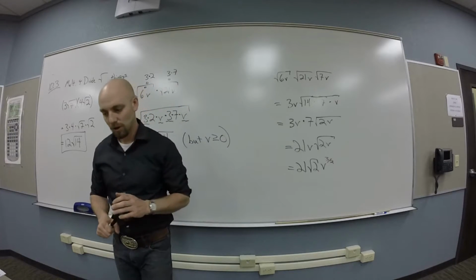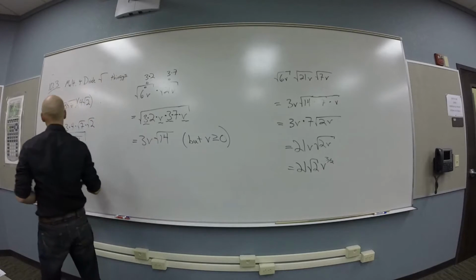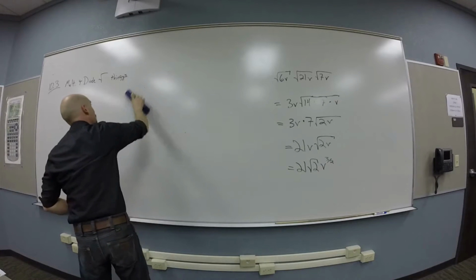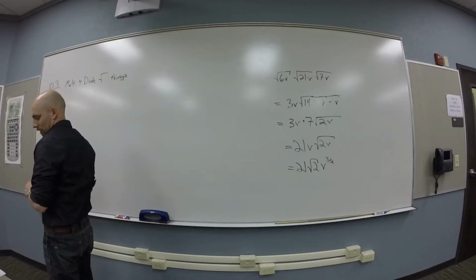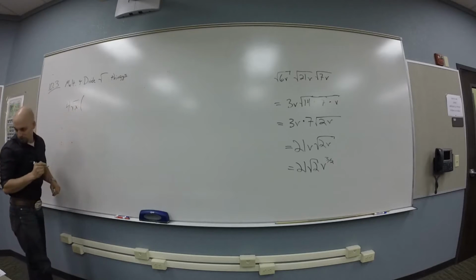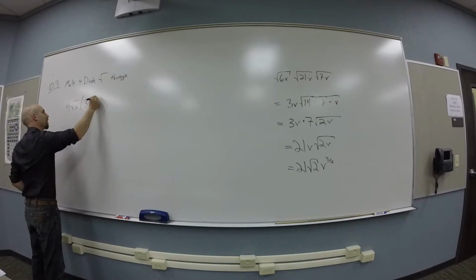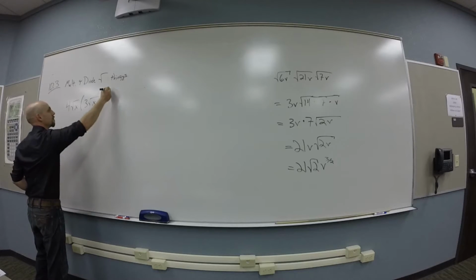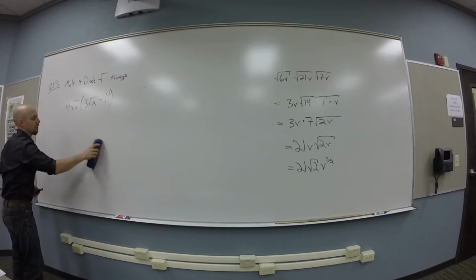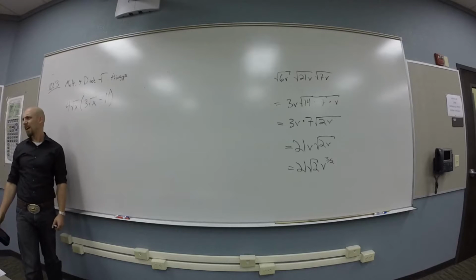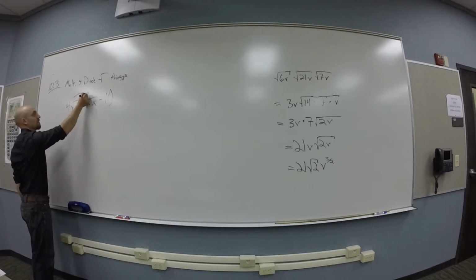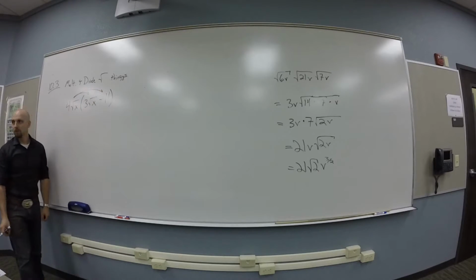Cool? Alright, should we try just a touch more complicated? Sure. Okay, so just a tiny bit more complicated. What if we had 4 square root of x times 3 square root of x minus 11? Distribute. Yeah, I really should distribute, right? There's nothing new in here. This has got to get multiplied by both pieces. So what do you get?